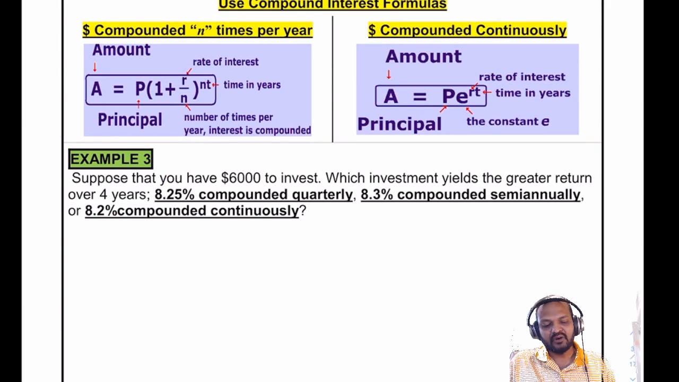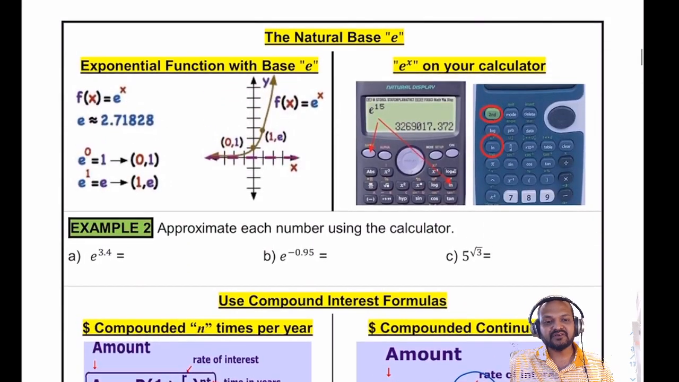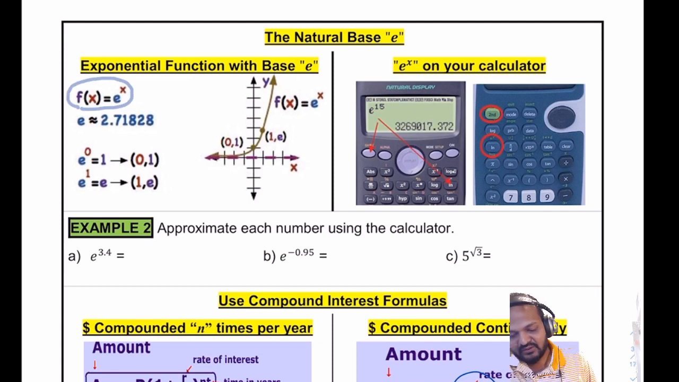But before we do, I want to quickly talk about this symbol right here that you see. This is a very special function, and that is called e to the x. So if you see here, that's f of x equals e to the x, and this base is the e. This is an irrational number, right? e is approximately 2.71828, right?